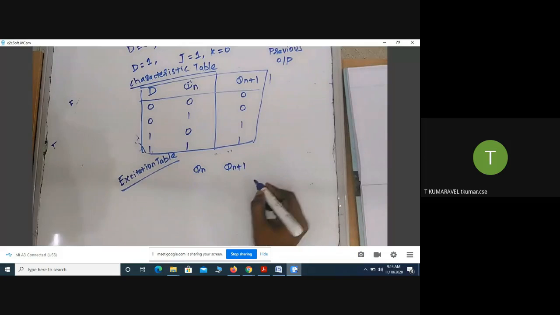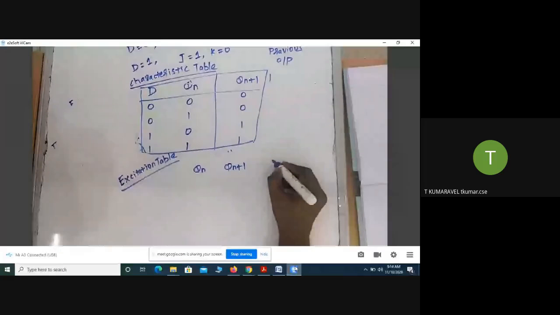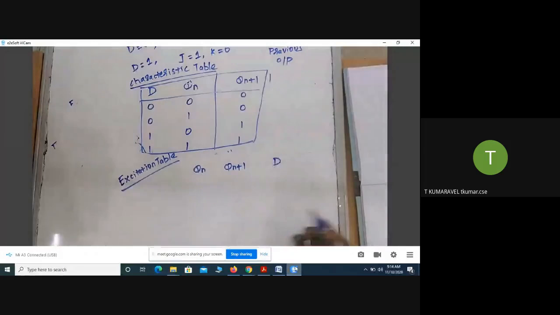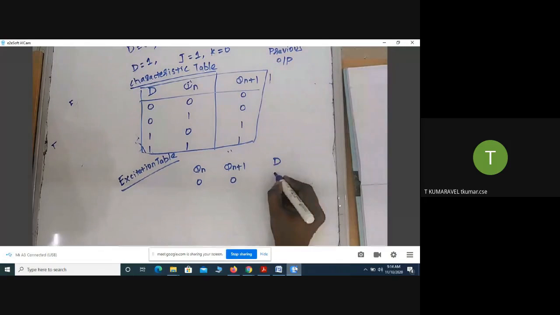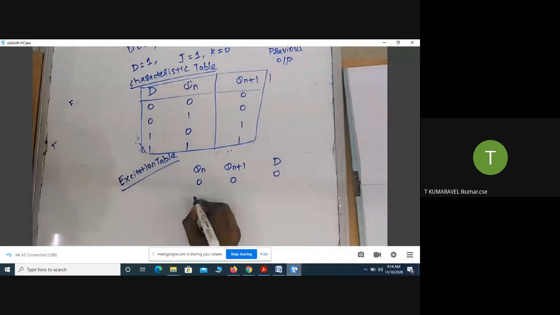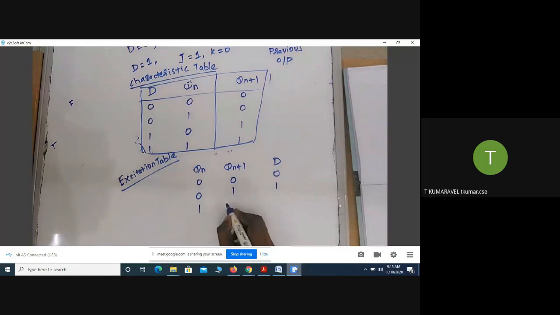For example, I'm taking the previous stage output equal to 0 and the current stage or next stage output equal to 0. What is the input combination for D? 0. Similarly, previous stage output is 1, the current stage output is 1. What is the input combination for D? 1. Similarly, the previous stage output is 1, the current stage output is 0. What is the input combination for D? 0.